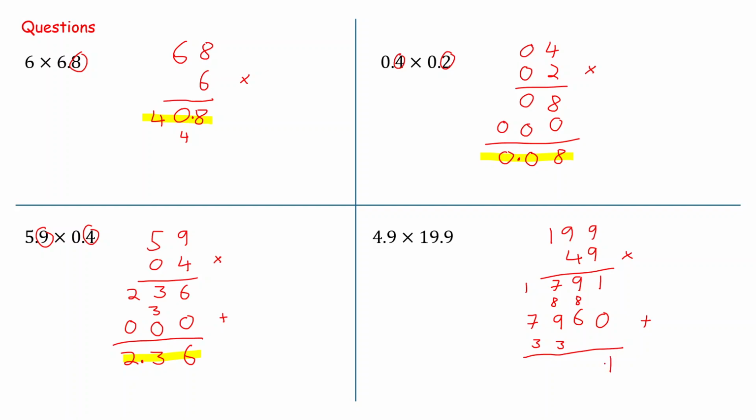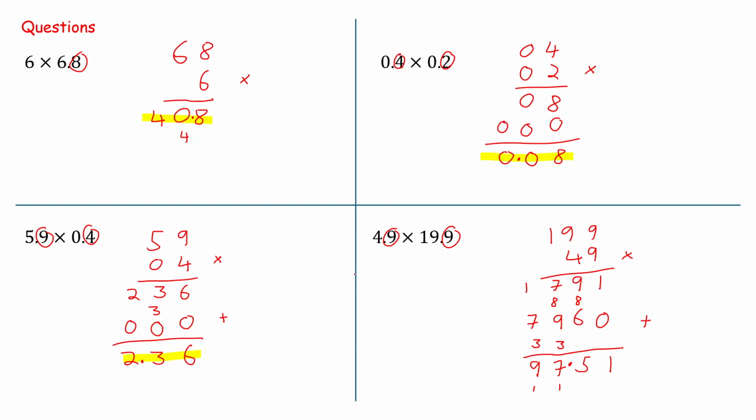1 add 0 is 1, 9 add 6 gives you 15, you've got 7 add 9 is going to give you 16, add 1 is going to give you 17, and then you've got 1 add 7, which is 8, add the 1, which is going to give you 9, and you've got 2 numbers after your point, so you're going to go back in by 1, 2 to give you 97.51, and that should be your answer.